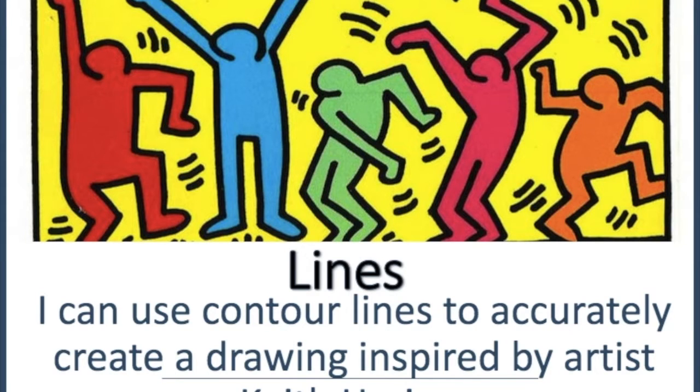Again, this is a unit on lines, and our learning goal for this unit is: I can use contour lines to accurately create a drawing inspired by the artist Keith Haring.